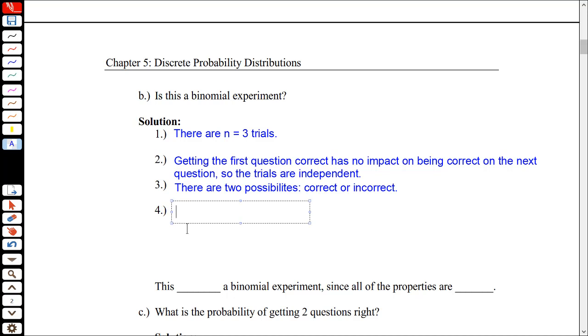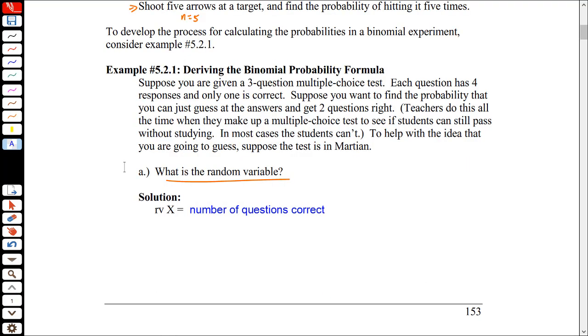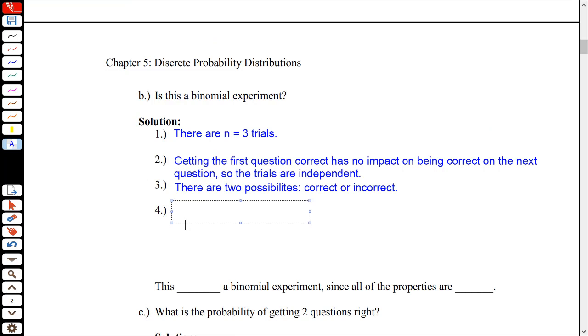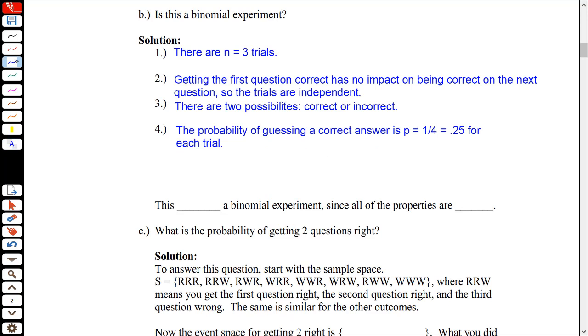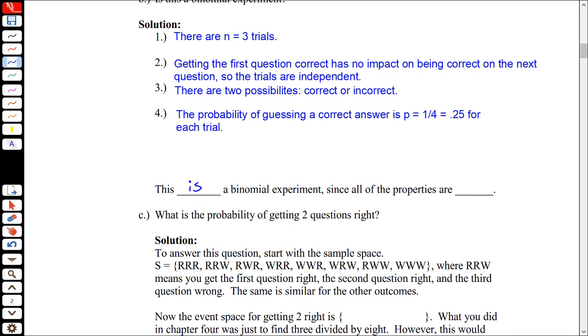And finally, the probability of being correct is the same from one trial to the next. In particular, remember each question has 4 responses and one of which is correct. So 1 correct out of 4, the probability of guessing a correct answer is p equals 1 out of 4, or 0.25, for each trial. Since we met all 4 of these criteria, this is a binomial experiment.